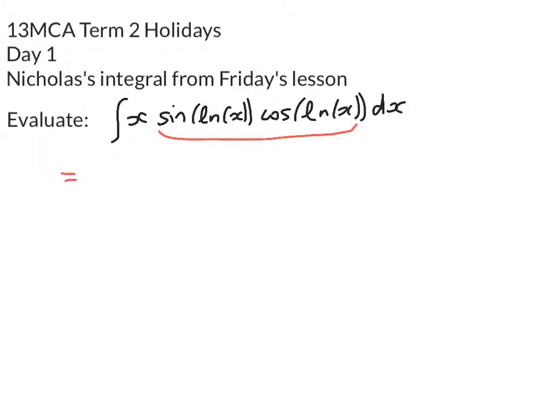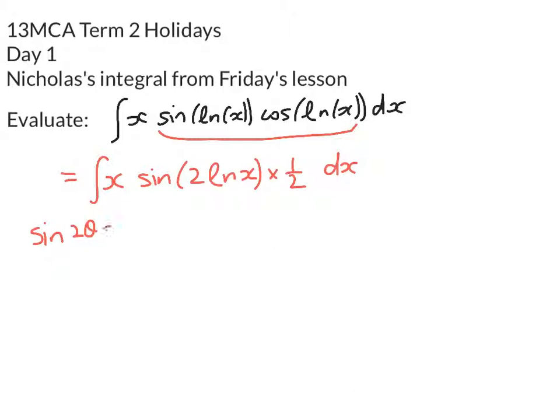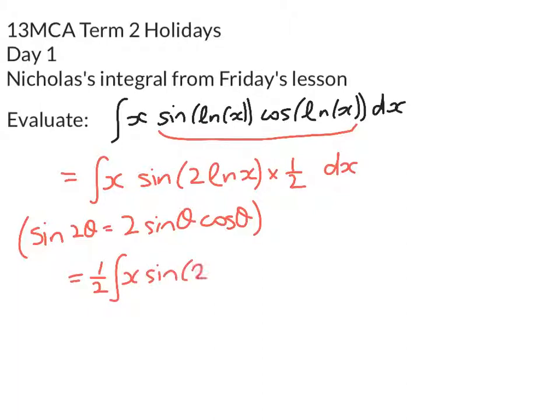Okay, so cleaning this up, we're going to get x times sine 2 ln x times 1/2 dx. Now the reason I need the 1/2 is that sine 2 theta is equal to 2 sine theta cos theta. Okay, so that's what I've applied there. So let's clean that up. Well, we've got a half times the integral of x sine 2 ln x dx.